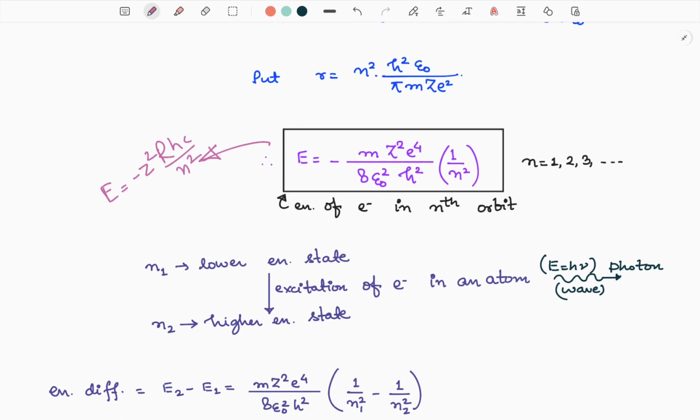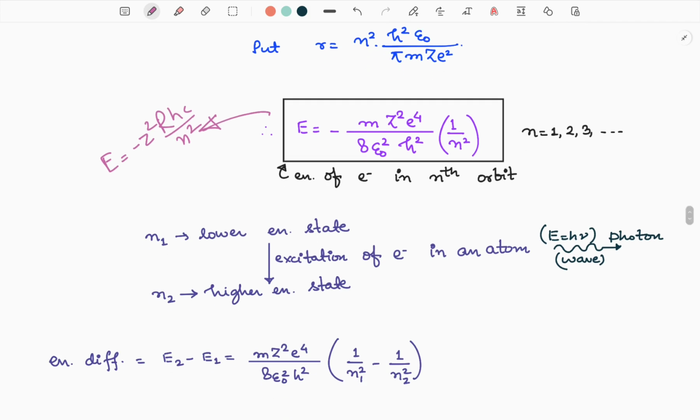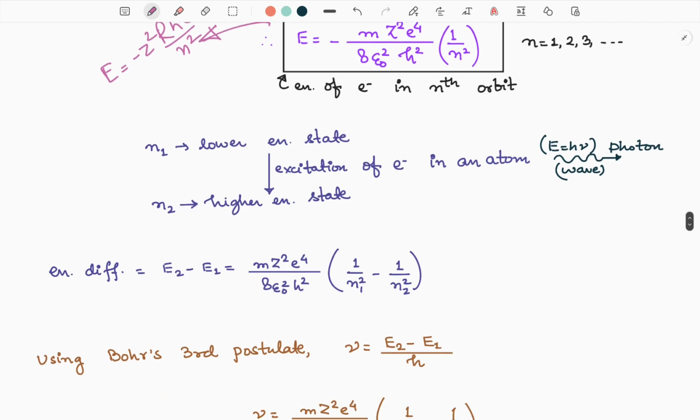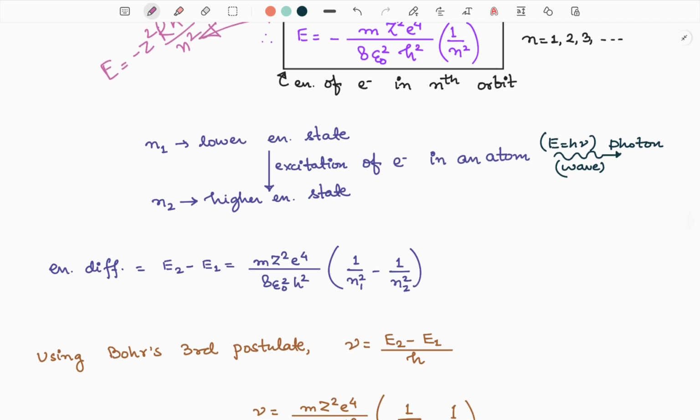Here we will try to calculate the wavelength of the photon which is emitted when an electron transitions from lower energy state n1 to higher energy state n2. Whenever an atom gets excited, the electron jumps from a lower to a higher orbit. In doing that, it releases a photon for which a wave is created. So for that wave we are trying to calculate frequency and wavelength. For that we need the energy difference of those two orbits.